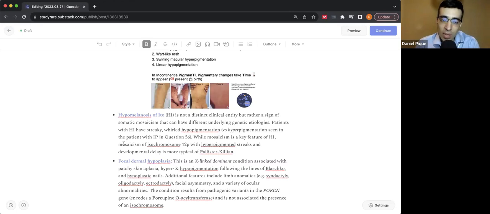Some of the key features of HI are mosaicism. That really is perhaps the key feature of this condition. However, we can contrast this with Pallister-Killian, in the sense that we do have mosaicism as well, but we also have developmental delays, the hyperpigmentation, as well as the isochromosome 12p that's diagnostic for Pallister-Killian.